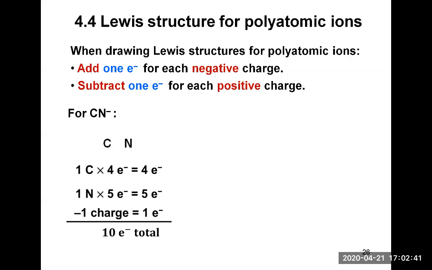Next you would place a single bond between the carbon and the nitrogen. That's using 2 electrons. You still have 8 electrons to distribute. So you will do the octet for nitrogen first and distribute 6 electrons around nitrogen as lone pairs, because those 6 electrons plus the single bond will be 8 electrons around nitrogen. That's using 6 more electrons, so we have used 8 electrons at that point. The 2 electrons left, you will give them to carbon.